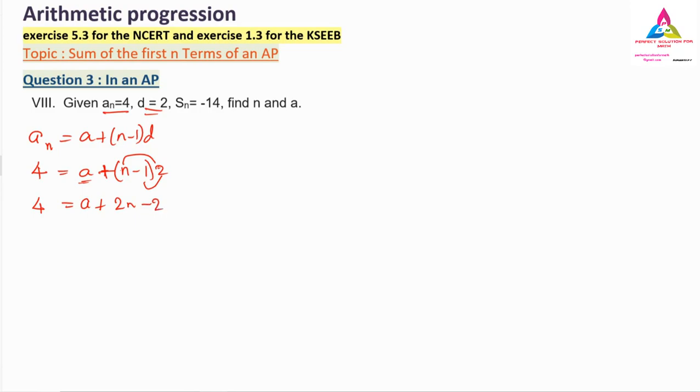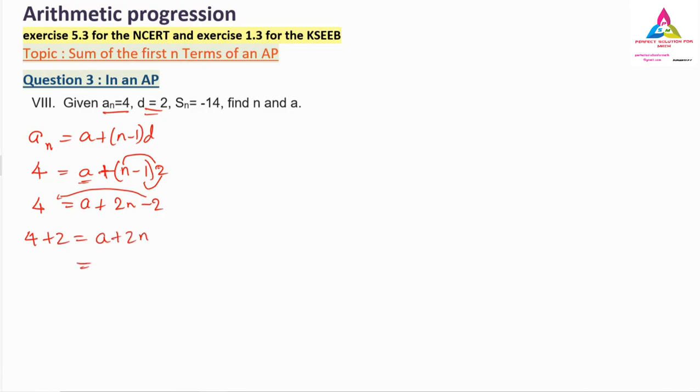Now we can shift, because we have already taken the bracket outside and multiplied. What can we shift? The minus 2 we can shift to the other side, and when we shift the minus 2 to the other side, it will become plus 2. That is equal to a plus 2n.